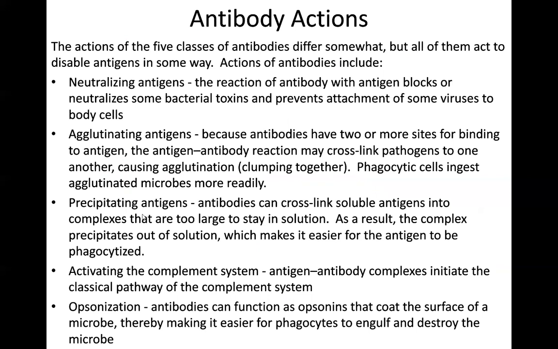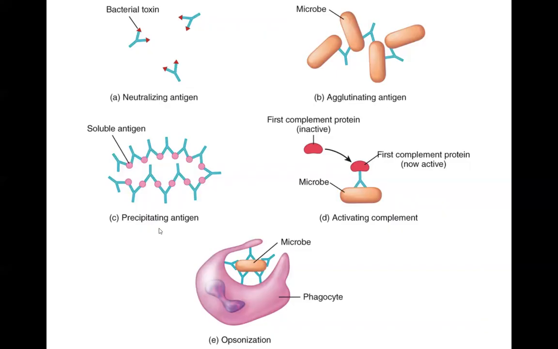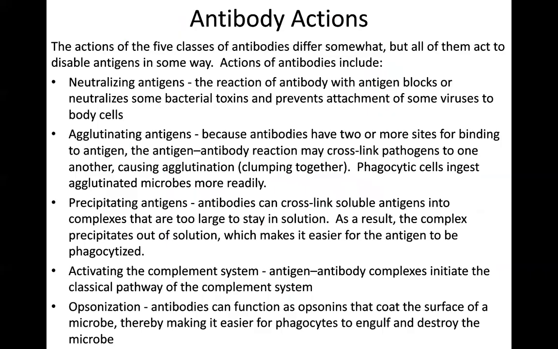All right, precipitating antigens. Antibodies can cross-link soluble antigens into complexes that are too large to stay in solution. So as a result, the complex precipitates out of the solution, making it easier for the antigen to be phagocytized. So in essence, it pulls it out of the fluid, and that way the macrophages and the neutrophils can come gobble it up.